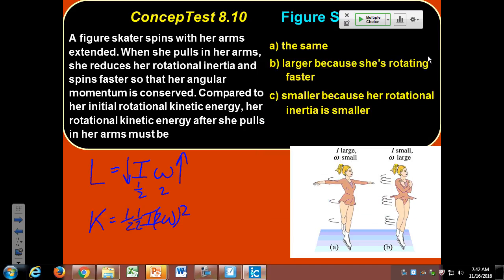Even though the rotational inertia decreases, the angular velocity increases, and the kinetic energy is more dependent upon the angular velocity, because it's squared, than the rotational inertia. Where does that energy come from?